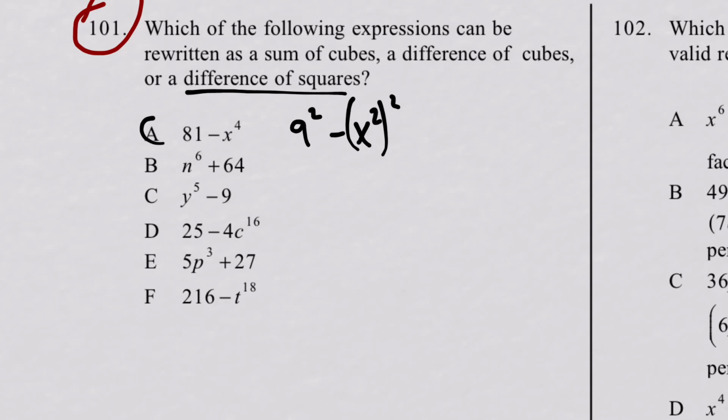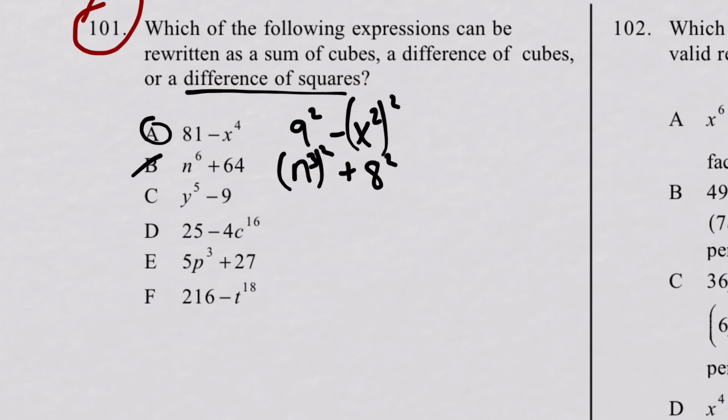That's that one. Done. B, n to the sixth is a perfect square. It's n to the third squared. And 64 is a perfect square. It's 8 squared. However, it doesn't fit into any of the categories because this is a sum, the plus sign, of two perfect squares. We always want a difference, meaning a minus sign, of two perfect squares. So B does not fall in the category.